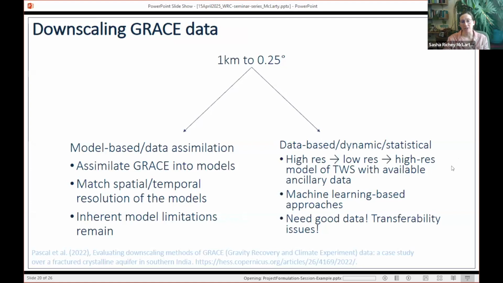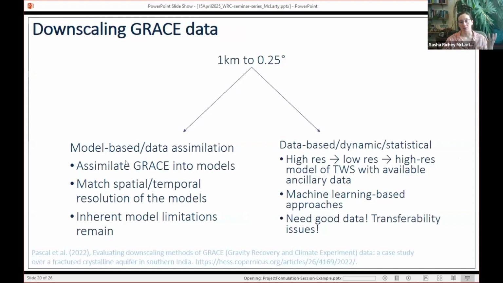I'll just briefly touch on the fact that there's quite a bit of work to downscale GRACE data. So instead of those 100-kilometer by 100-kilometer grid cell blocks, how can we make higher resolution GRACE data? There's two main approaches to that. One is through something we call data assimilation.